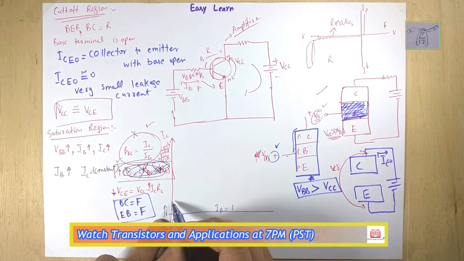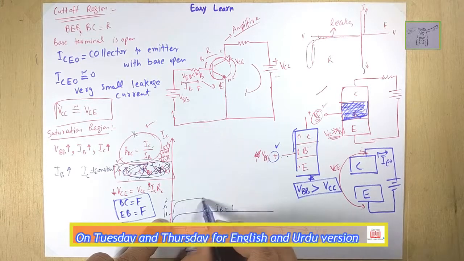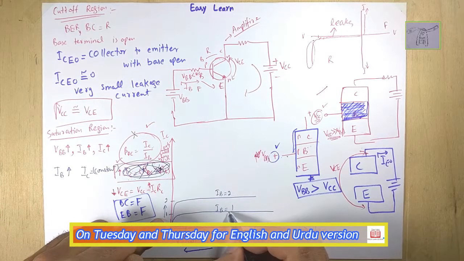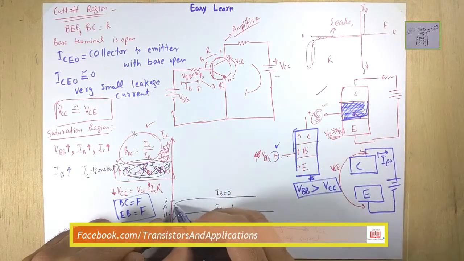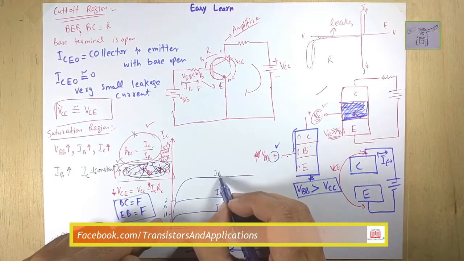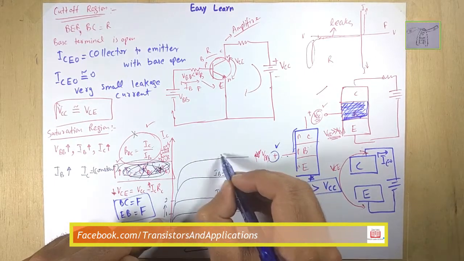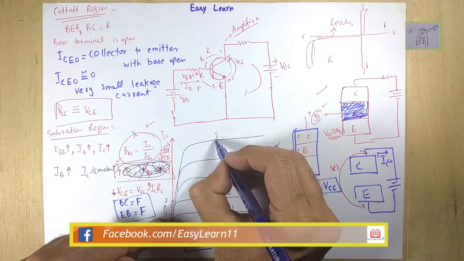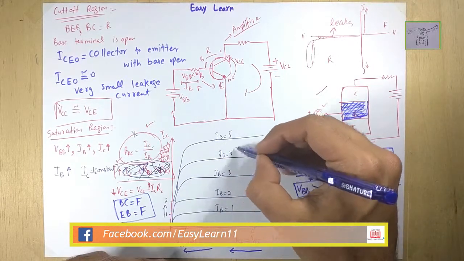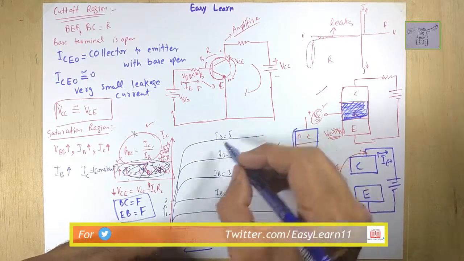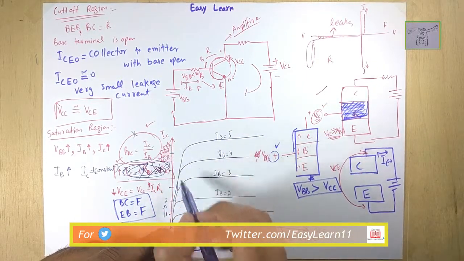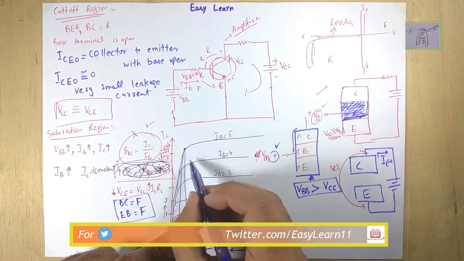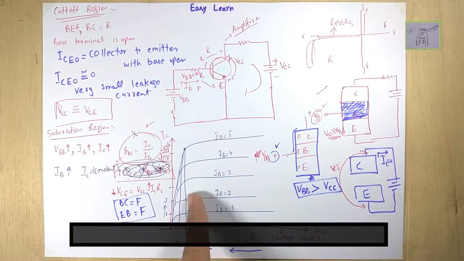Let's say this is IC1, IC2. When we increase IB to IB2, remember IB2 is greater than IB1, IB3 is greater than IB2, IB4 is greater than IB3. If I further increase the base current to IB5, all the base currents are increasing towards here. When I increase base current, you can see that collector currents are also increased, but here at this point, this is called the saturation point.